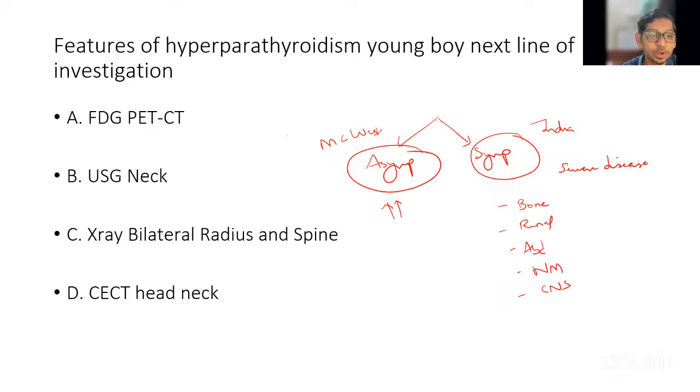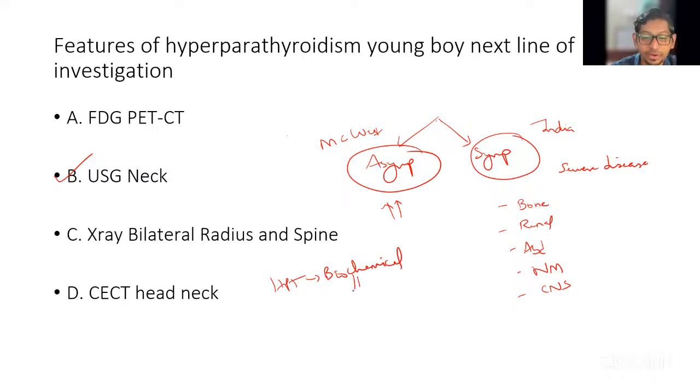They have given us the options of an FDG PET CT, an ultrasound neck, X-ray bilateral radiation spine, and a CECT of the head and neck. So what is the next line of investigation? The correct answer is ultrasound of the neck. Now remember, hyperparathyroidism is a biochemical diagnosis. So the diagnosis is biochemical.